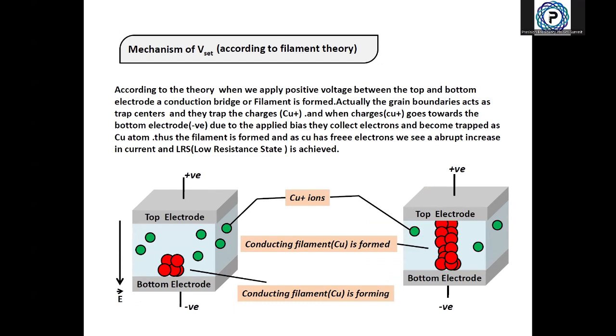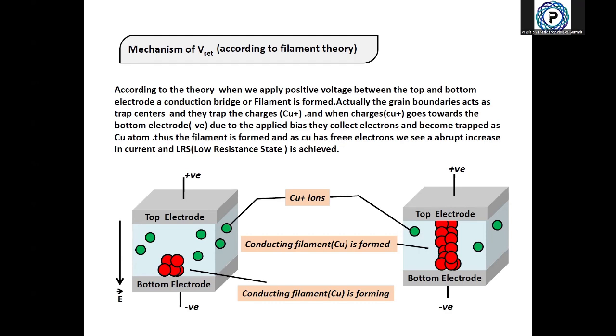In the set process, we apply a positive voltage to the top electrode and a negative voltage to the bottom electrode. So what happens? There are many grain boundaries inside this material. These grain boundaries act as trap centers. When we apply the voltage, some of the copper ions get trapped in the grain boundaries. While moving toward the bottom electrode due to the electric field, they collect free electrons and deposit there as copper atoms. They deposit one after another, and at a certain time their deposition reaches the top electrode.